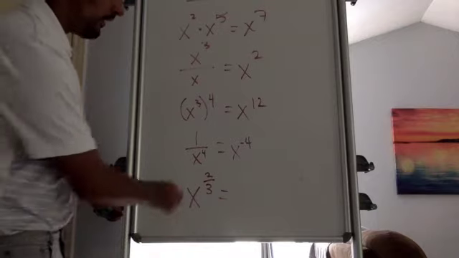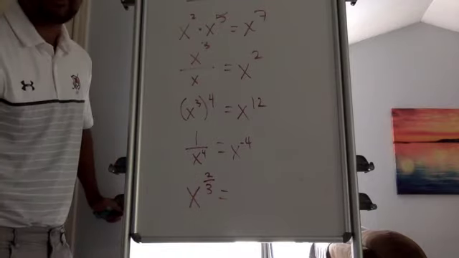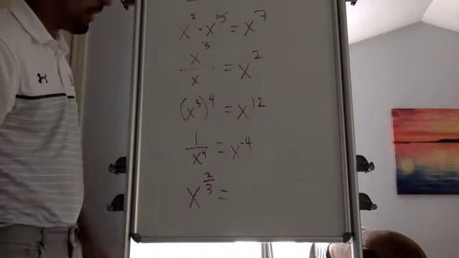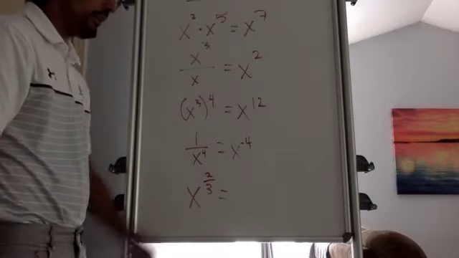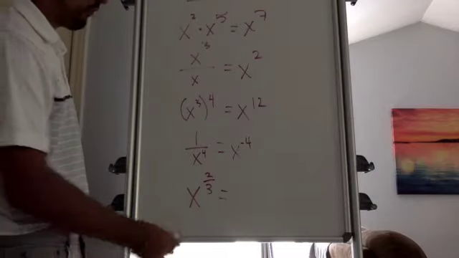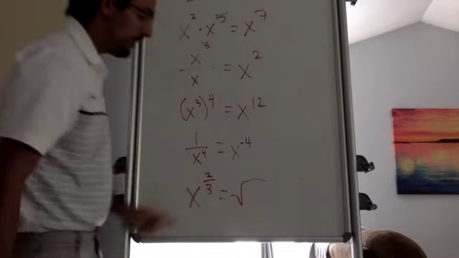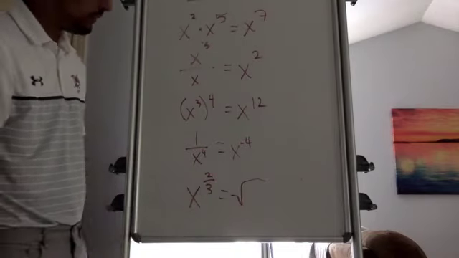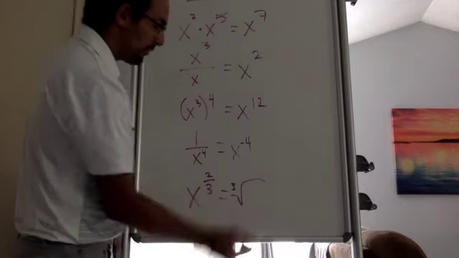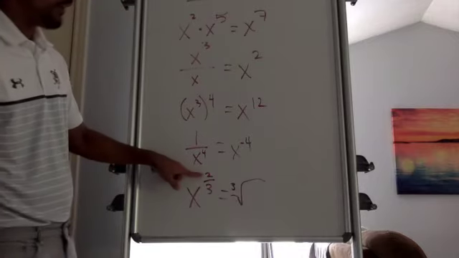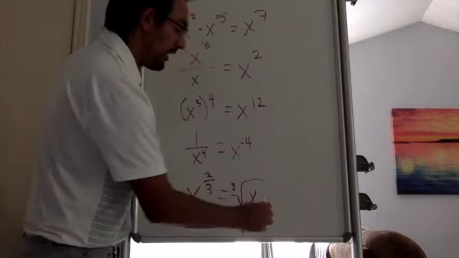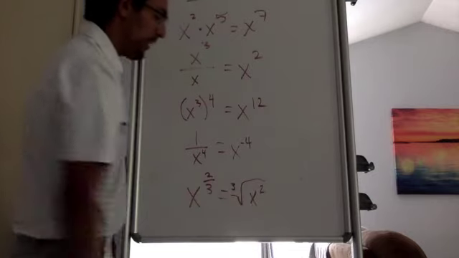And then finally, when I have a fractional exponent, I can write this as a radical. We often see it like this, but we'll have to convert it to radical form. The number on the bottom tells you what the root is. If it's over 2, it would be square root. Since it's over 3, it is cube root. And the number on the top tells you what the exponent is. So it would be x to the 2nd power.